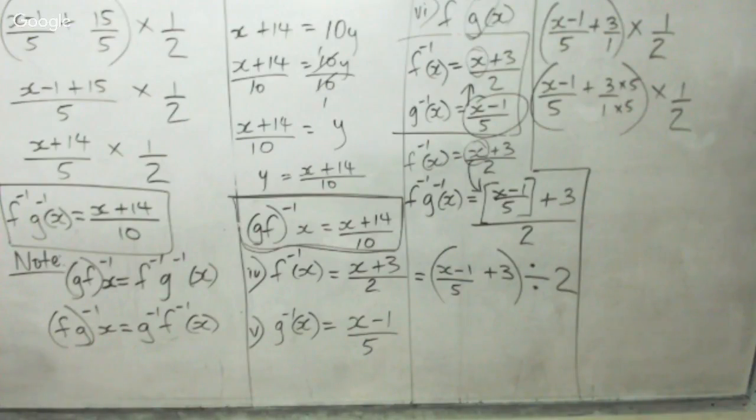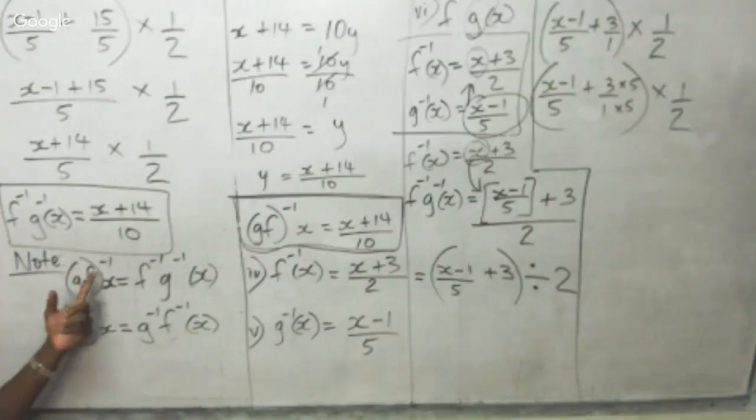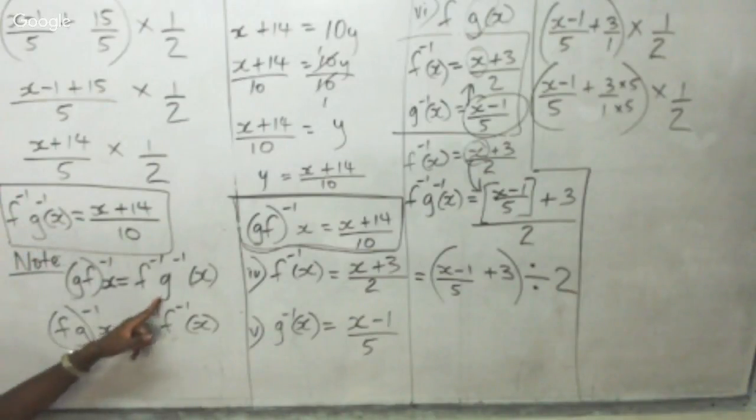I would normally work out both of them, but I'm just working on one of them. You'll get the same thing. So they're the same thing, all right? It's an identity. If you have two functions and I say, find GF inverse, it's the same as F inverse of G inverse.